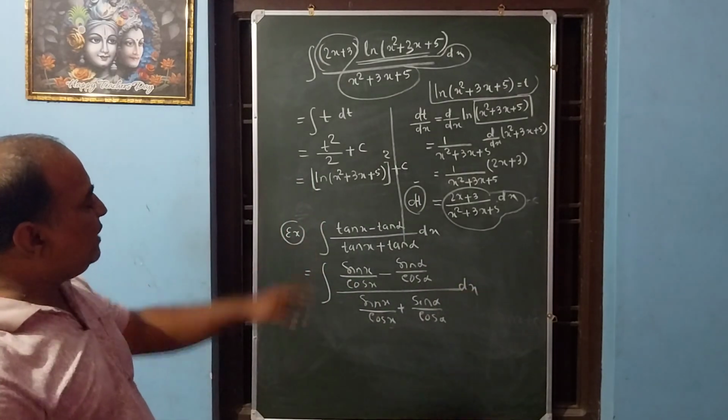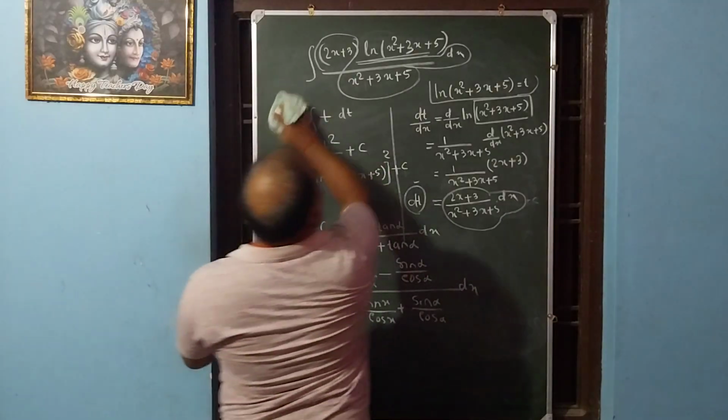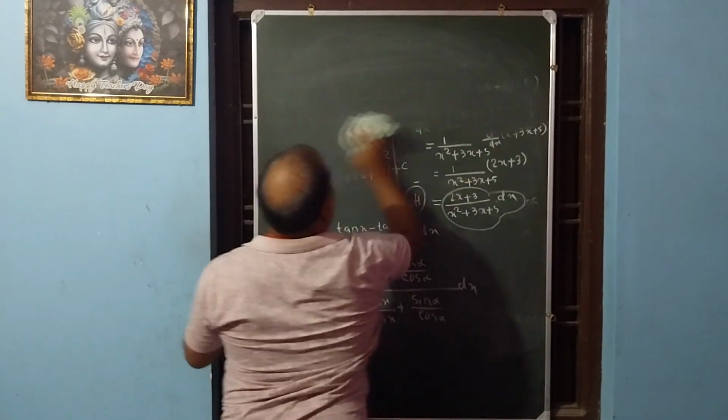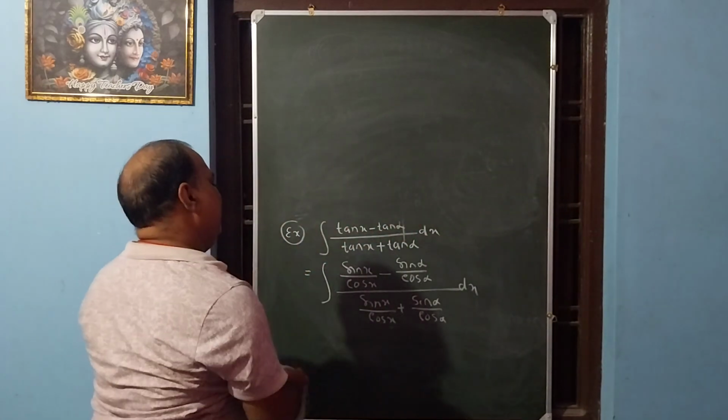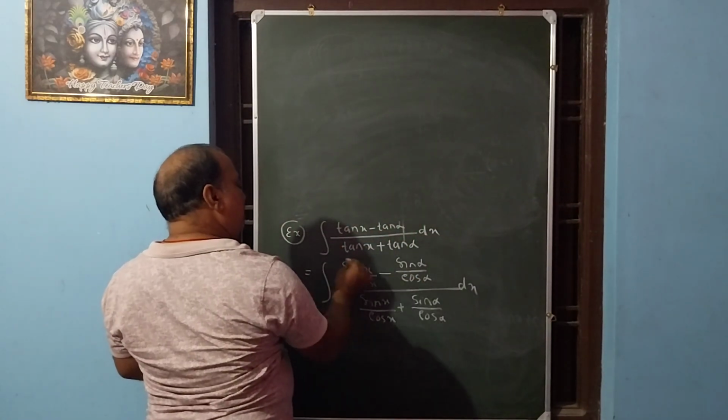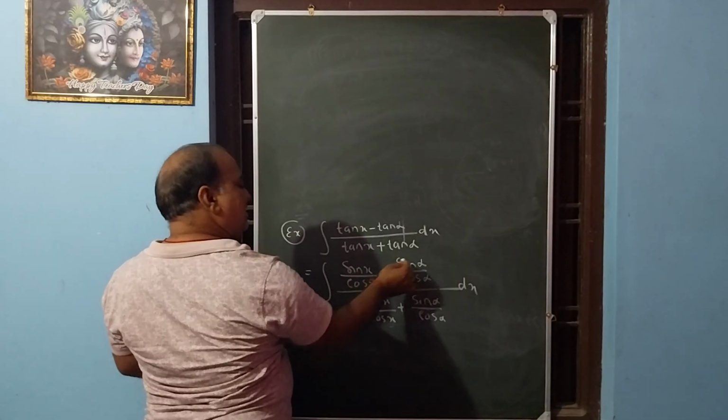Now we have to take the LCM in the numerator as well as in the denominator. We get cos alpha multiplied here and cos x multiplied there.